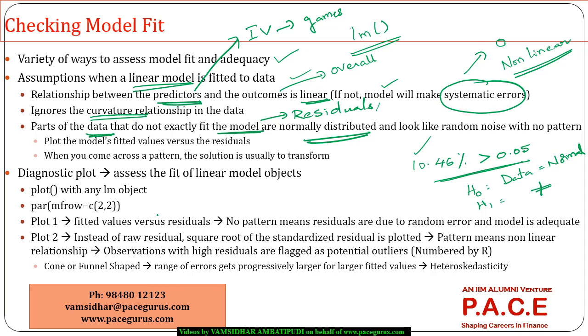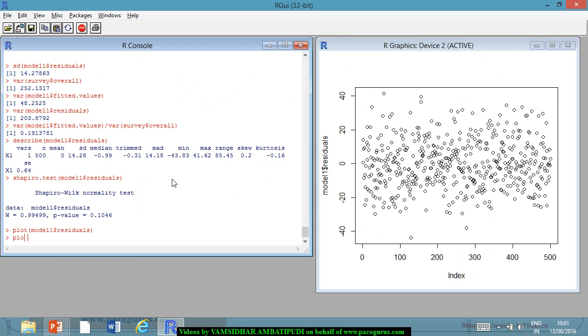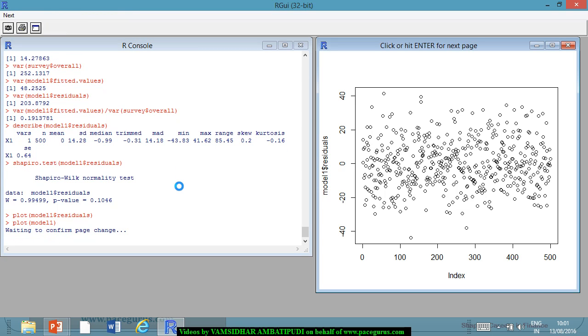Now the other part we can go ahead with in terms of interpretation from this model is the overall fit. I can go for a diagnostic plot. In R, when you plot your regression model, you get 4 different plots. These 4 plots assess the fit of the linear model to the particular data. So I'll take the LM object, which is already saved in model1, and do a plot of model1.